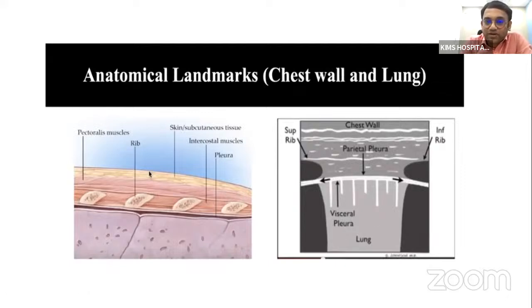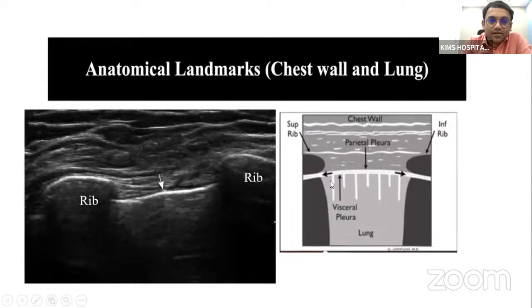Of these, the most important is that we need to see the ribs and identify the pleura. In this ultrasonographic picture of the lung, we can identify the ribs and the parietal pleura. In a similar way, here we can see the ribs, these are the ribs, and here also there are ribs, and this is the pleura.